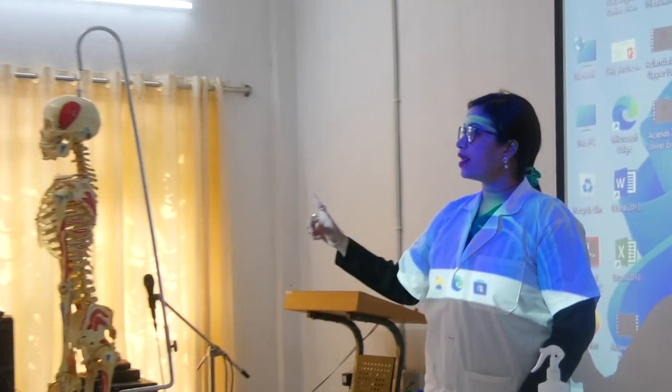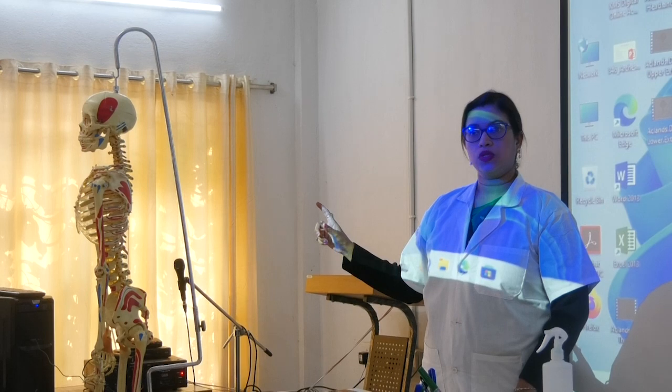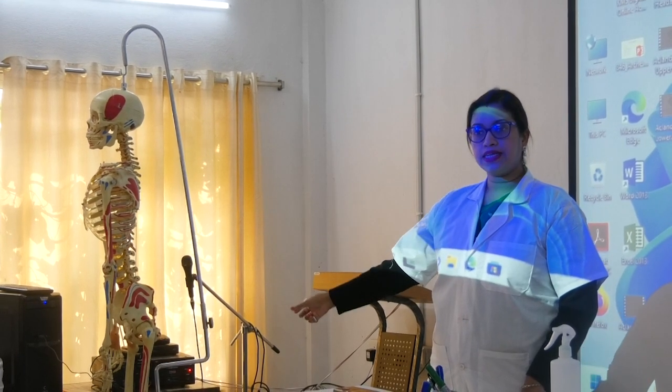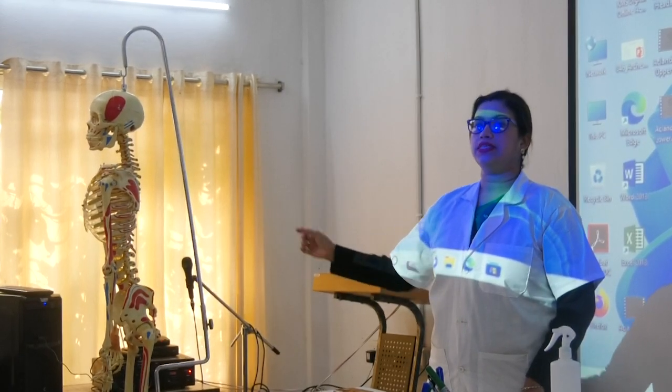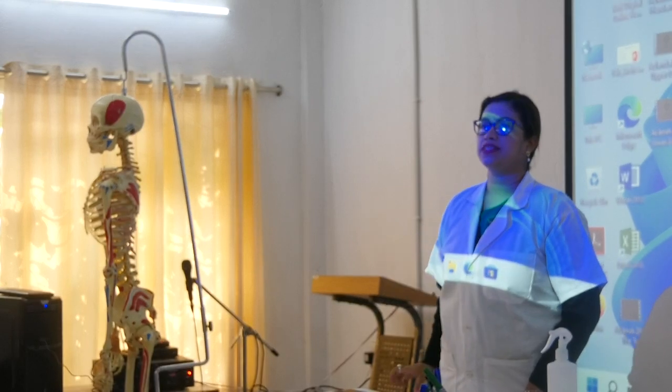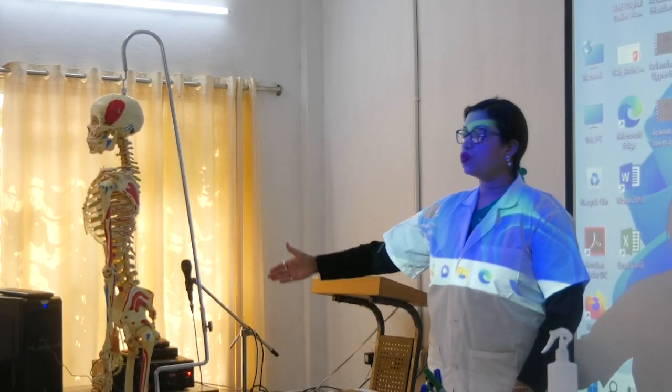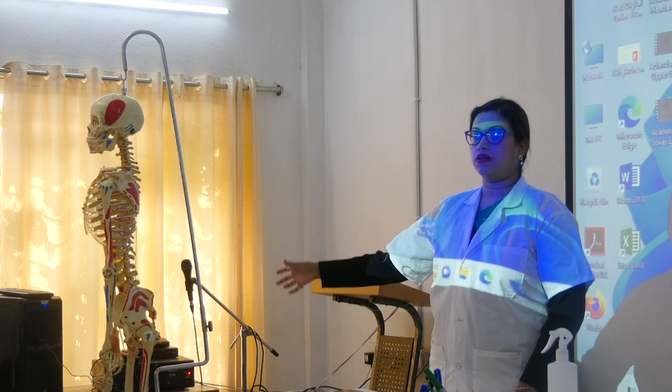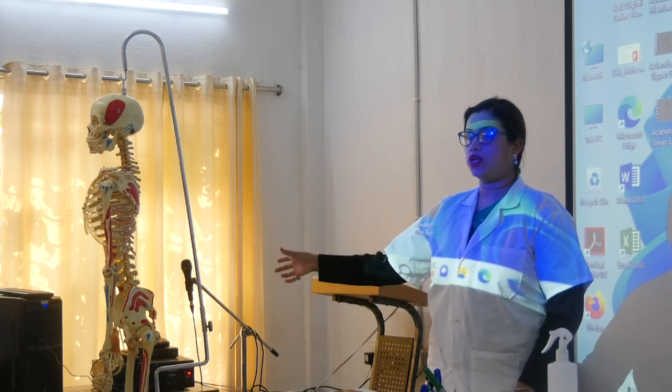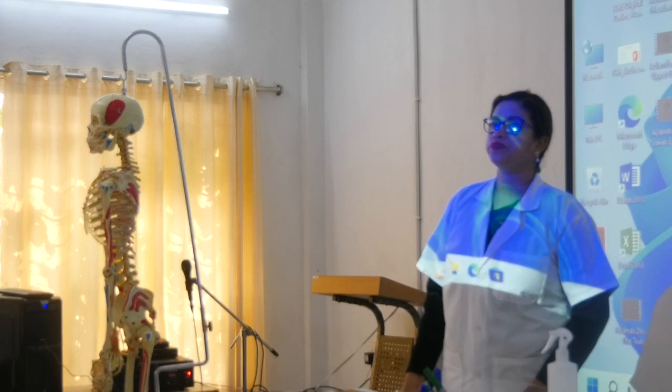Next one is about, so you see, the skull is over, right? Then there are two types of skeleton. One is the axial skeleton, another one is the appendicular skeleton. So write it down. Which are the axial skeleton? Axial skeleton means those present in the trunk, trunk or body.